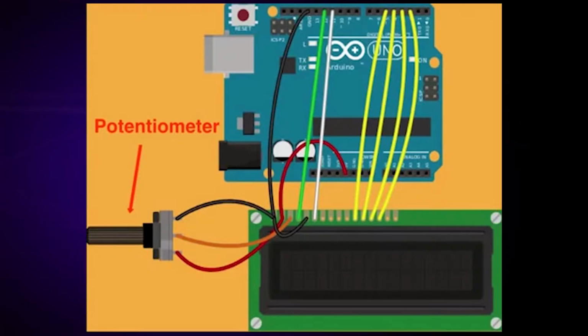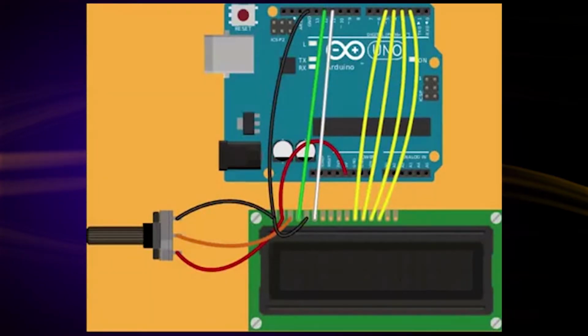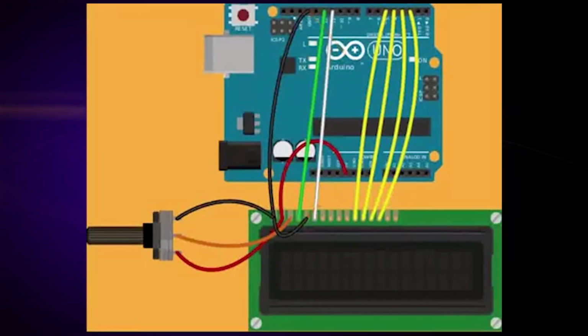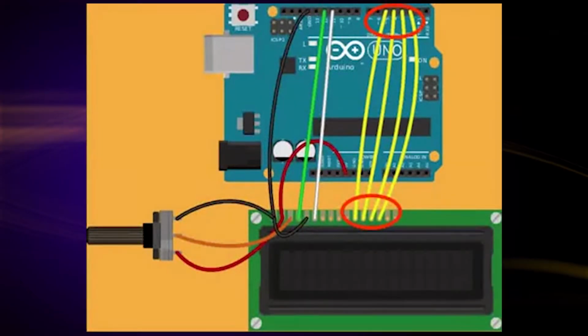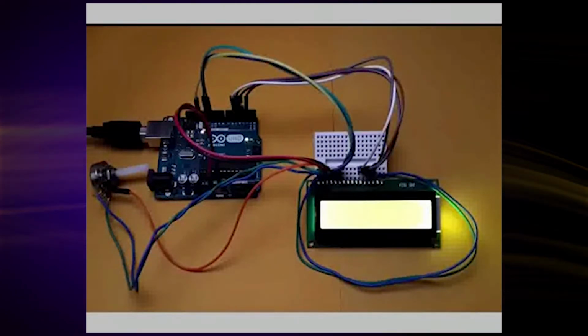Potentiometer is connected as shown to control the contrast of the LCD. Potentiometer is a small-sized electronic component used to measure voltage. Pin number 11 is connected to enable and pin number 12 is connected to register select. Read-write pin is connected to ground, which means we are writing to the LCD. We are using only 4 data lines for our experiment. I have set up the Arduino and LCD as per the circuit diagram.